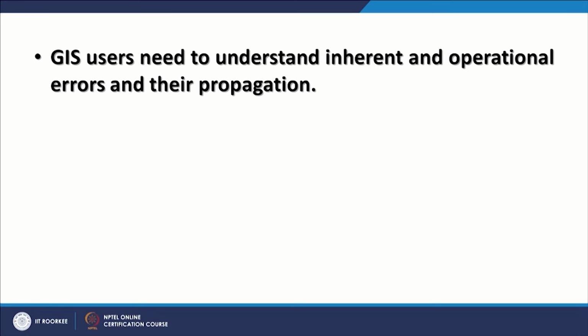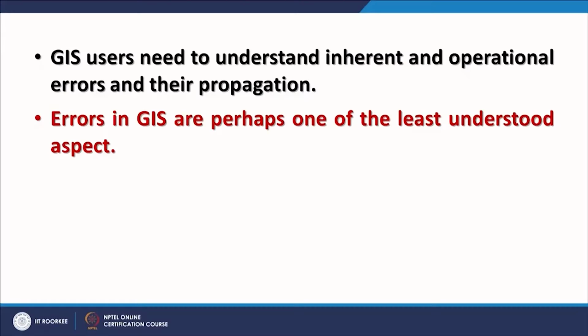But if it itself has errors, inherent errors must be there, so we should have the knowledge of first inherent errors and the operational errors, which are under our control. And of course, if these errors are there and they are not contained, then these will propagate in our output.